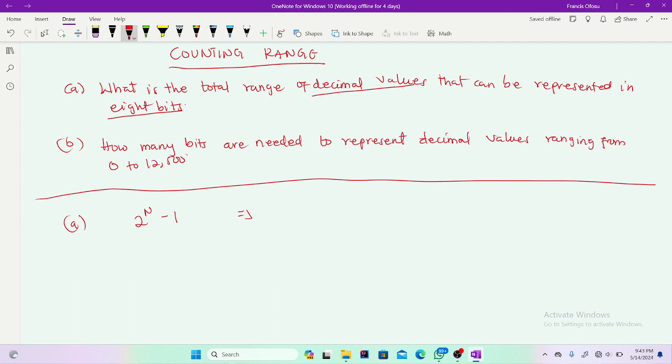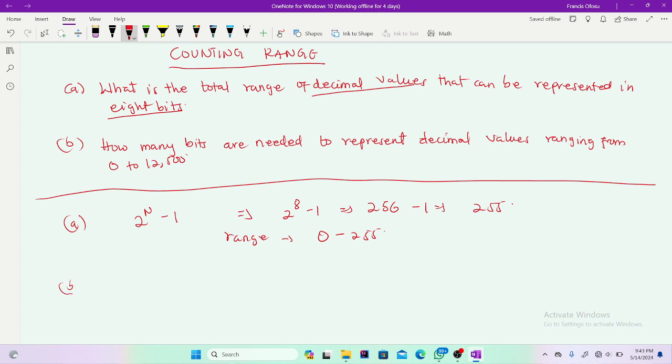So simply put this inside our formula, 2 to the power 8 minus 1. So what is 2 to the power 8? You just take your calculator, punch 2 to the power 8 and we get 256. So 256 minus 1 gives us 255. So the range of decimal values is simply going to be 0 to 255. Okay, so this is how we go about the range of decimal values problem.